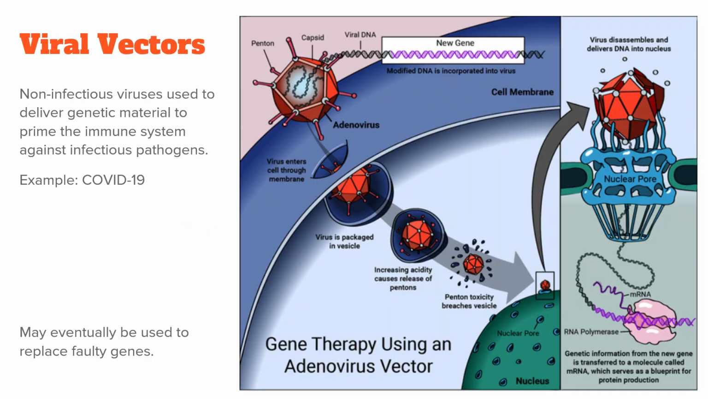Viral vectors are engineered non-infectious viruses used as delivery vehicles. In vaccines, they can carry genetic instructions that teach the immune system what to attack. Some COVID-19 vaccines used this approach. The same delivery idea is being adapted for therapies. In principle, a viral vector could carry a healthy gene into cells to compensate for a faulty one. Delivery and safety are active areas of research, but the approach shows why viruses can be powerful tools when re-engineered.